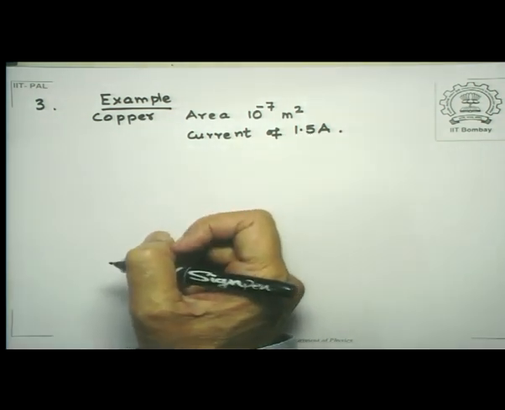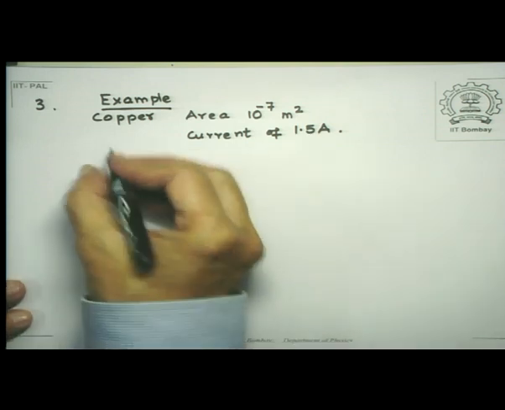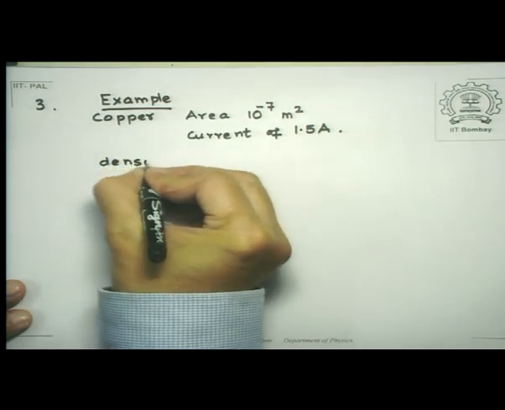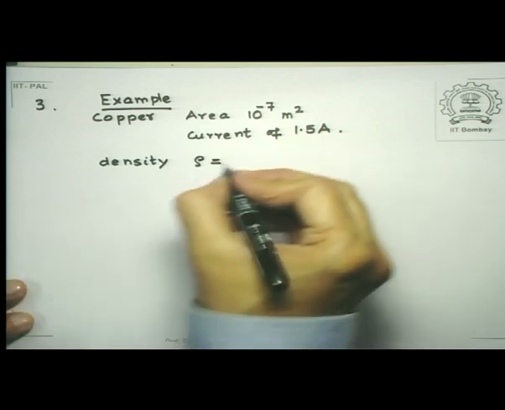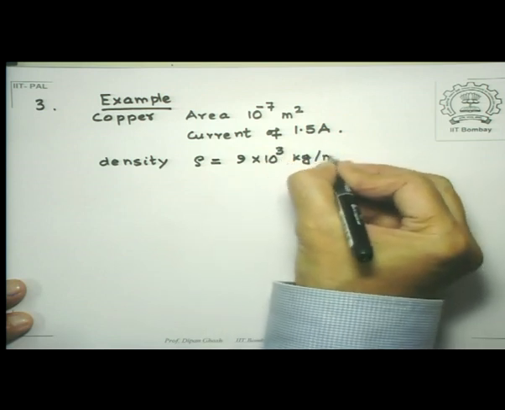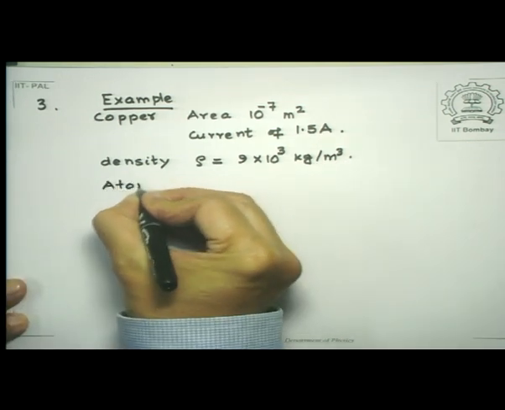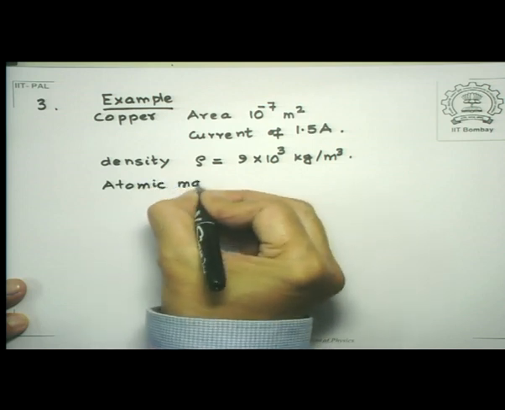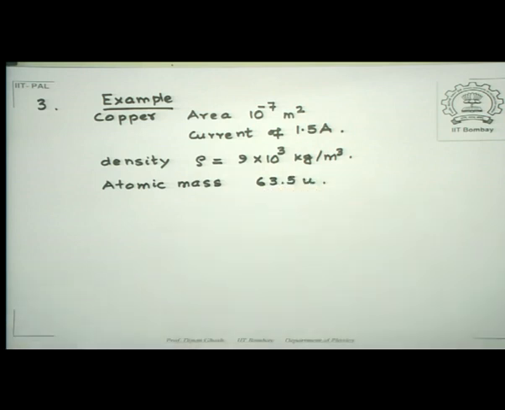We assume that each copper atom provides 1 electron to the free electron gas, and the density of copper, rho, so as not to confuse with n, is 9 into 10 to the power 3 kilogram per meter cube. Atomic mass of copper is 63.5 units. So our problem is to find out what is the drift velocity and the current density.